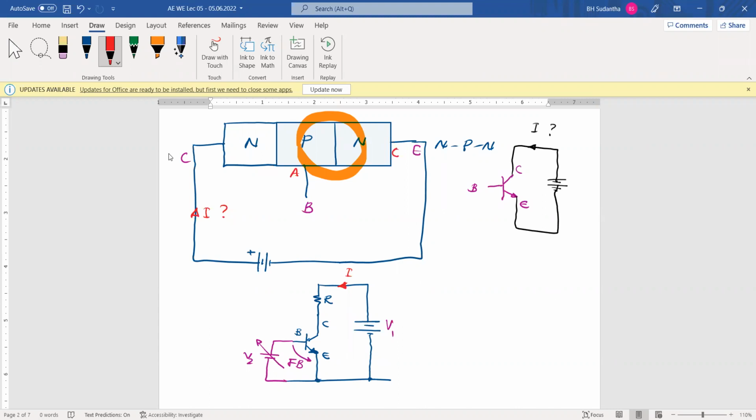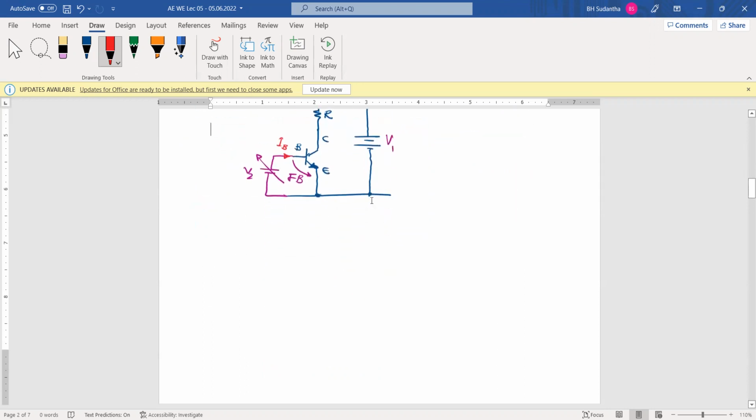At that time, we can see another current coming from this side. Because we have connected this terminal to the base, we say this is the base current. And we connected this terminal to the collector, then we say this is the collector current. That is the simple behavior, the simple functionality of this transistor.